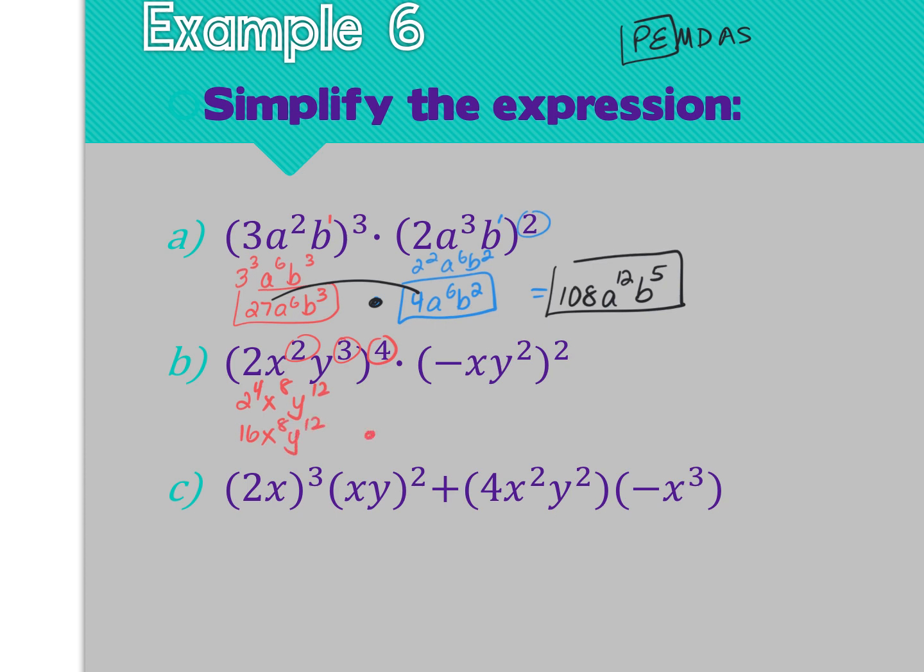And now I'm going to do the right side. So I've got, think of this as a negative 1. So I've got negative 1 squared, x squared, y to the 4th. And I've got negative 1 squared is 1, x squared, y to the 4th. And so now I'm ready to multiply these and get my answer. 16 times 1 is 16. x to the 8 times x squared is x to the 10. And y to the 12 times y to the 4th is y to the 16.